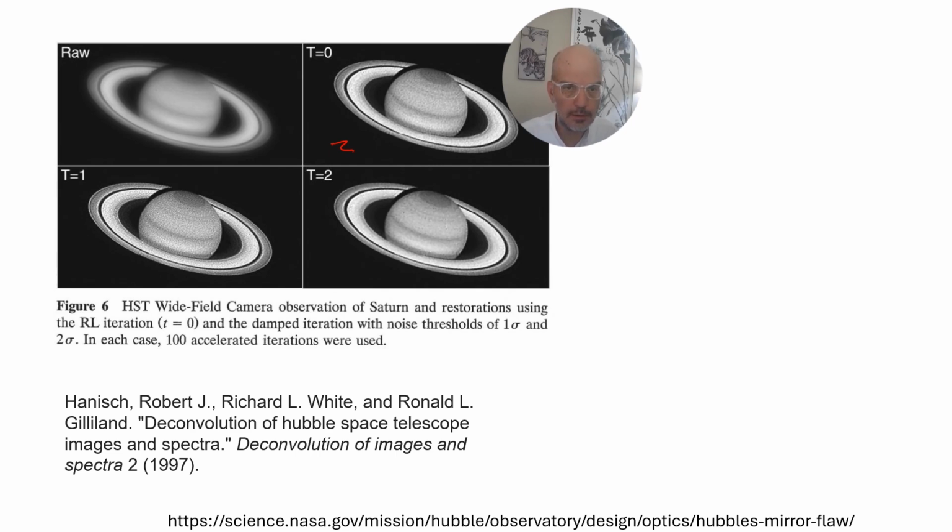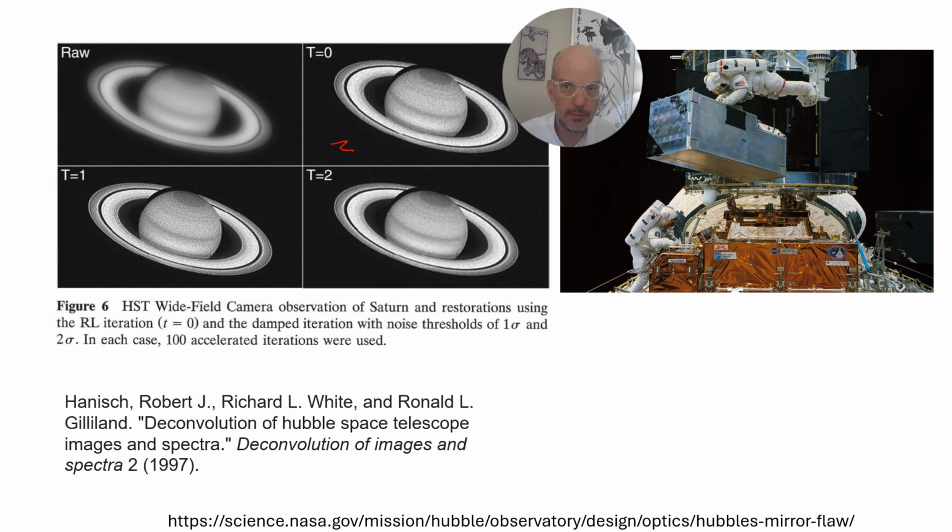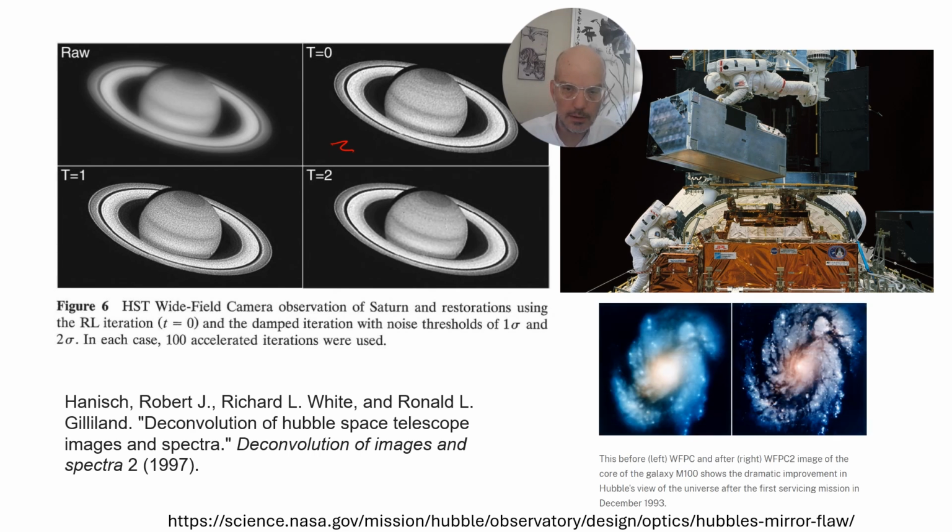Happily, the corrective optics was installed on Hubble. Here you see Catherine Thornton lifting the corrective optics into the Hubble and installing it in 1993. And then happily after that, the captured images were greatly improved, as you see here, comparing the original degraded image of a particular galaxy, M100, and its recovered image after the corrective optics were installed.